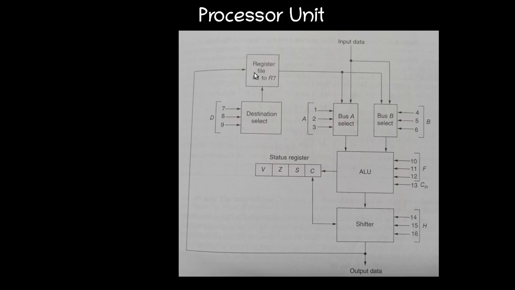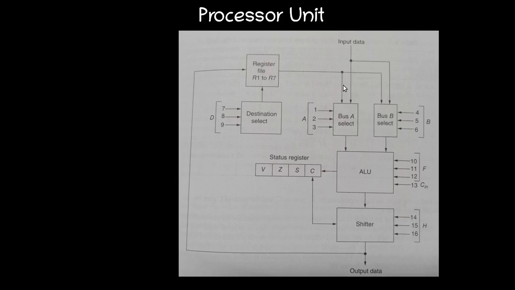So here there is a register file. This register file has 7 registers. This is actually a set of registers organized as a single unit. So this bus is connected with the different registers R1 through R7. We have 7 registers, R1, R2, R3 up to R7. This bus is connected to this bus A select and bus B select.